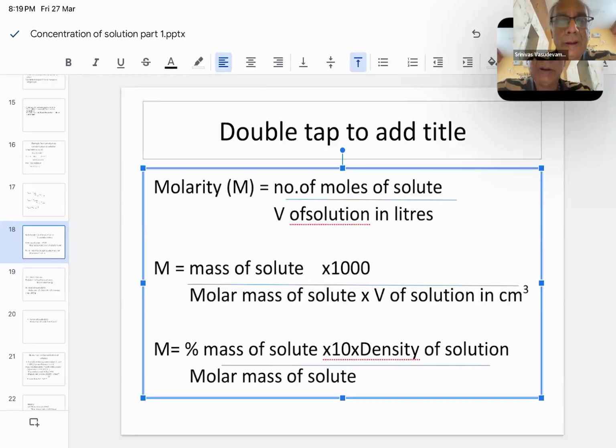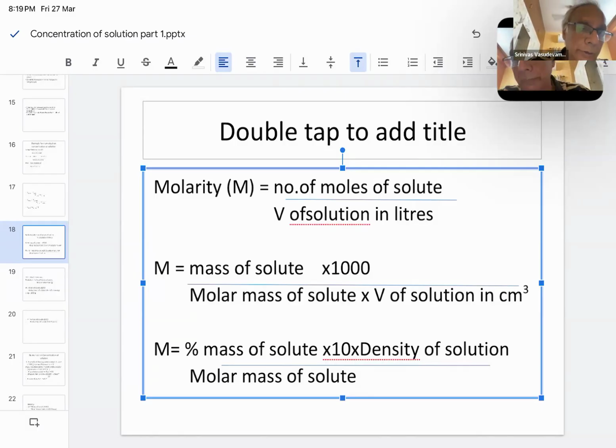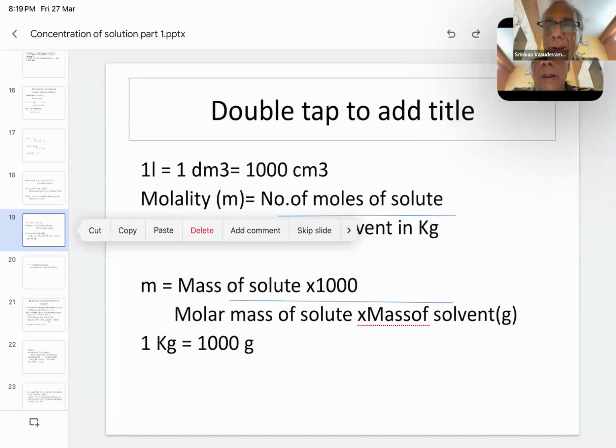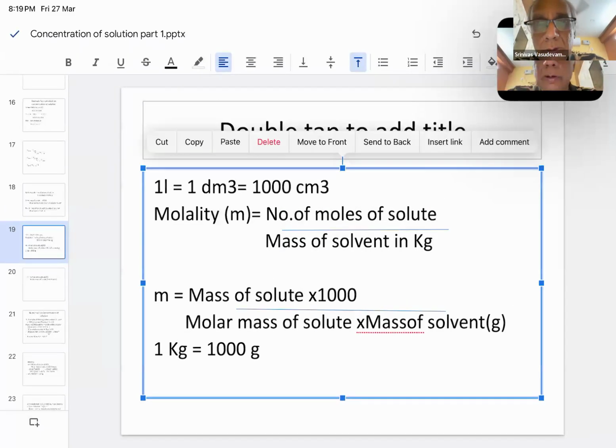So for molarity, we use two formulas here. One is mass of solute by molecular mass of solute into 1000 by volume of solution in centimeter cube. Second is percentage mass of solute by molecular mass of solute into 10 into density of solution. Note down these formulas. Unit of molarity is mole per decimeter cube or mole per liter. 1 liter equals 1 decimeter cube, which is equal to 1000 centimeter cube. You can use that for conversions.